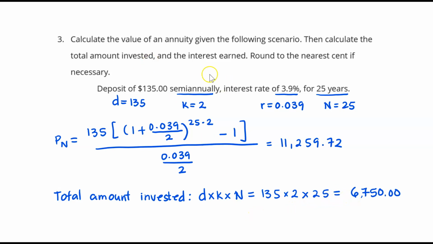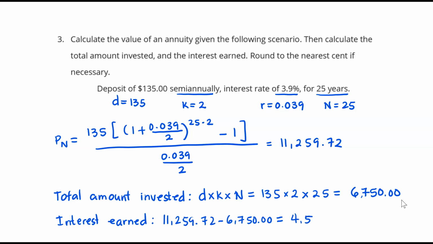Now, to get the interest earned, we are going to calculate the value of the annuity, and then subtract from that the amount invested. So it's 11,259.72 minus the amount invested, which is 6,750.00. Subtracting these two will give us $4,509.72. That is the total interest earned.